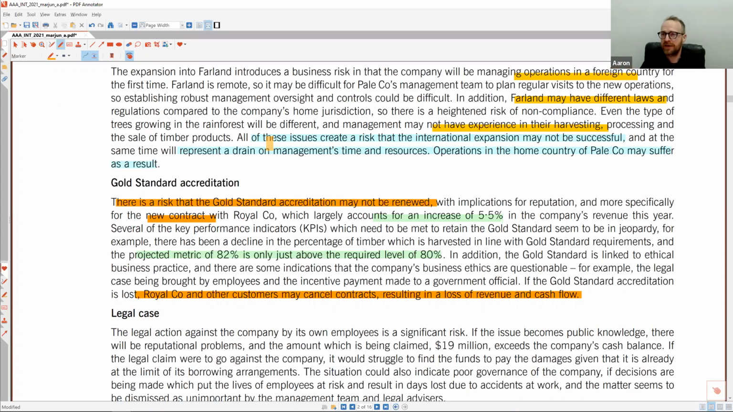They talk more generally than that. Two, they don't relate it to a number when that's available. Simple, easy marks. Make sure you've opened the numbers and make sure that you relate to the number. And three, they don't say what could be the result of the risk if it were to manifest. Well, if you lost this accreditation, customers might cancel their contracts, and that could result in a loss of revenue and cash flow.